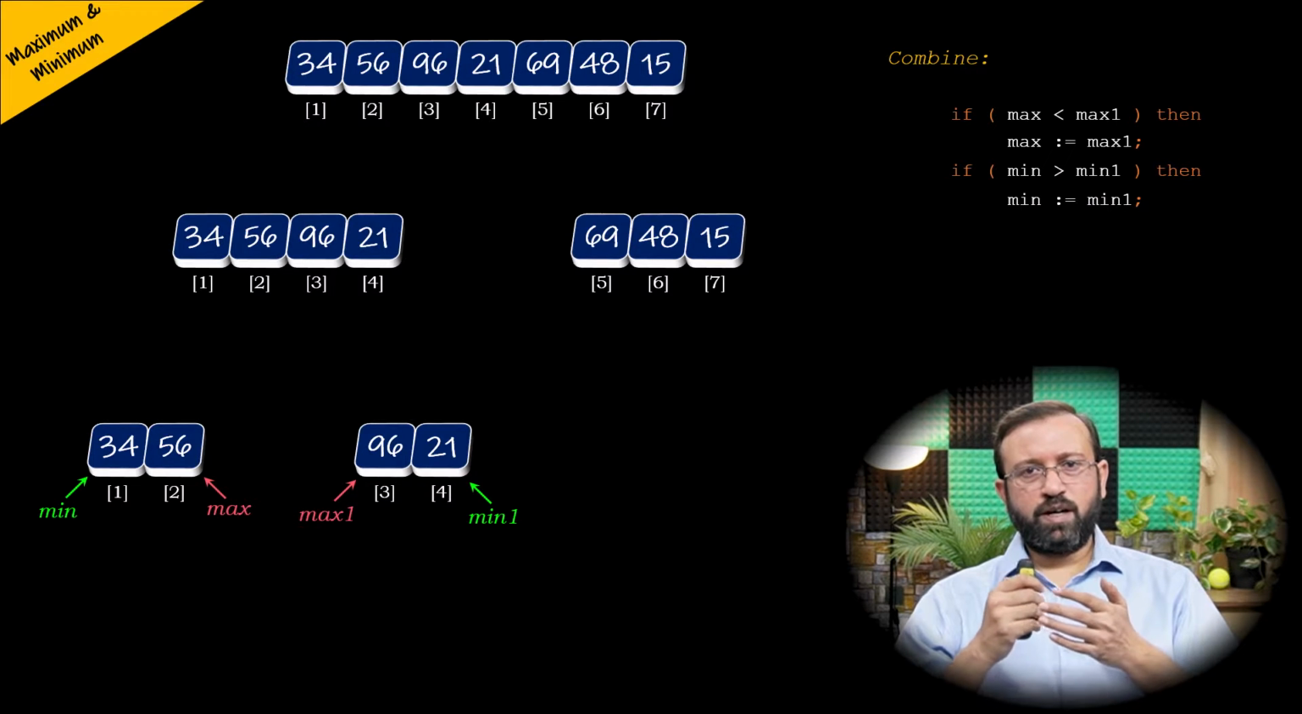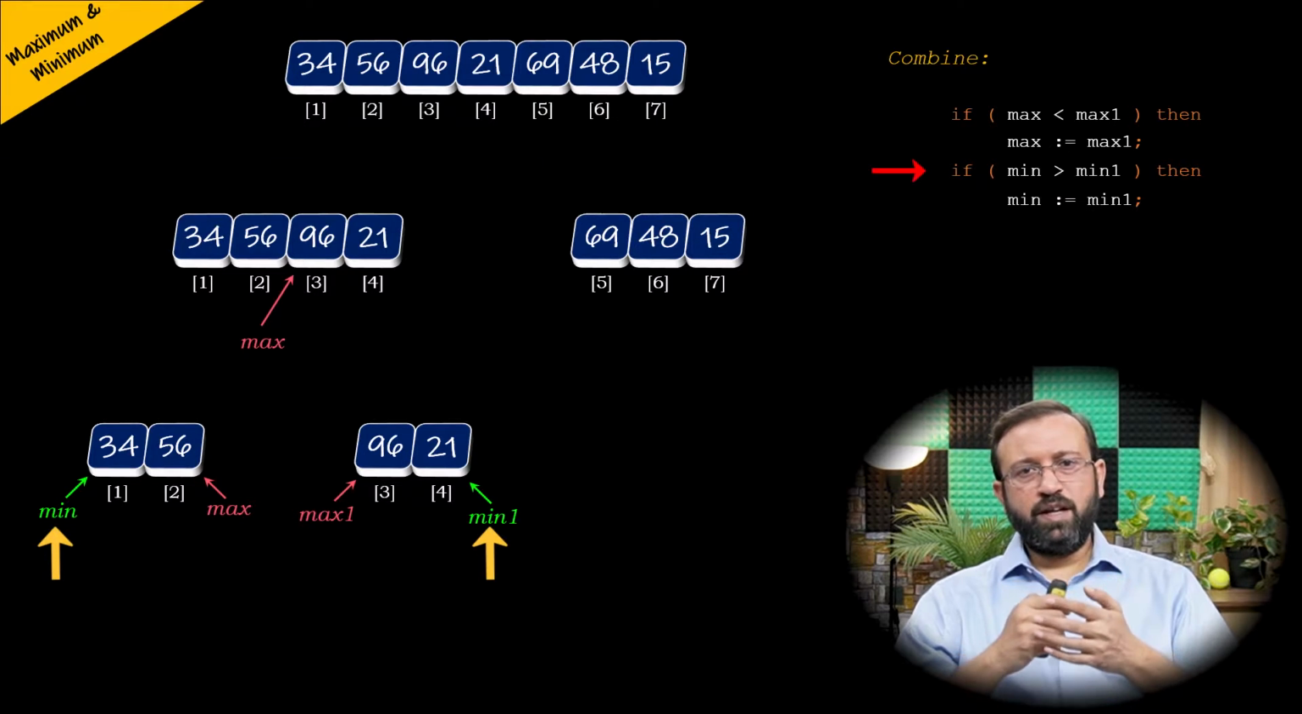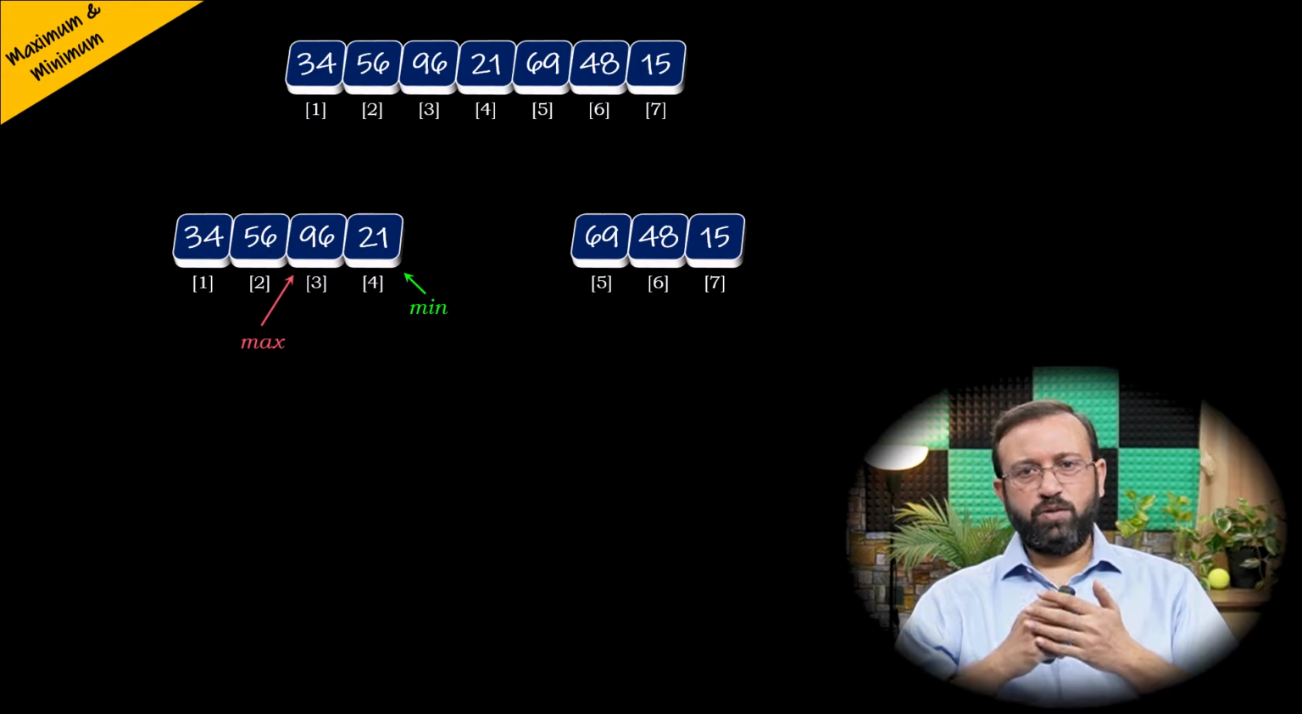So, when we are combining the solutions from the left subarray and the right subarray, max is 56 and max1 is 96. Max is smaller than max1, so we assign max as 96, which is the greatest among max and max1. In the same way, min is 34 and min1 is 21. Min is greater than min1, so we assign min as 21, which is the smallest among min and min1. So we have found the max and min for this left subarray.